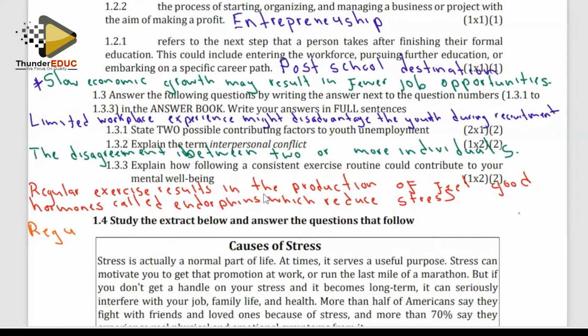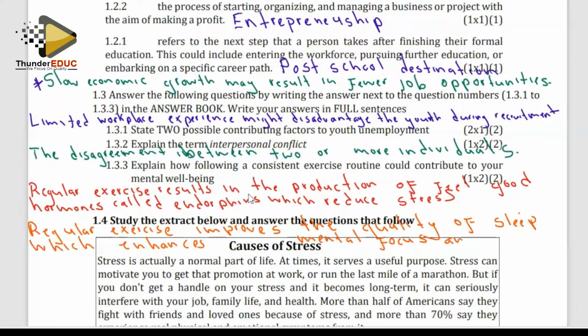Regular exercise improves the quality of your sleep, which enhances mental alertness and mental focus. So what we are trying to say here is that people who exercise regularly actually experience better quality of sleep, which enhances their mental focus and alertness throughout the day. So it is highly recommended that you follow a consistent exercise routine in order to improve your health.